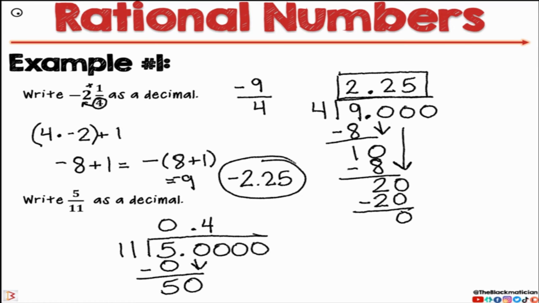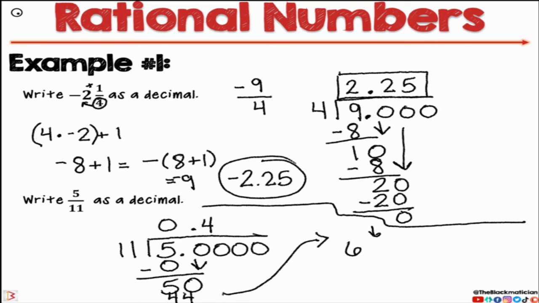4 times 11 is 44. And because I'm running out of space, I'll move this over here. 4 times 11 is 44. When I subtract that, I'm going to get a 6. And then I'm going to bring down a 0. And I'm just going to put a little break in here. Bring down a 0. The question is how many groups of 11 fit into 60? The answer is 5. 5 times 11 is 55. So when I subtract, I'm going to get a 5.